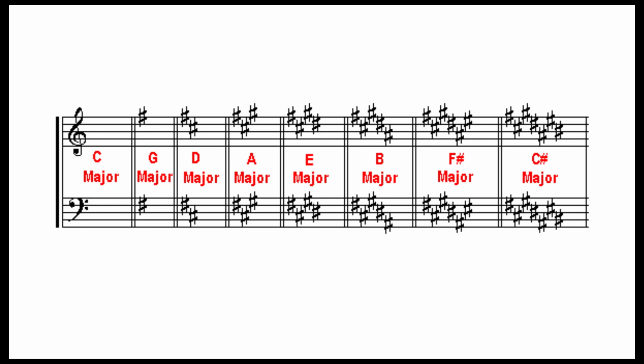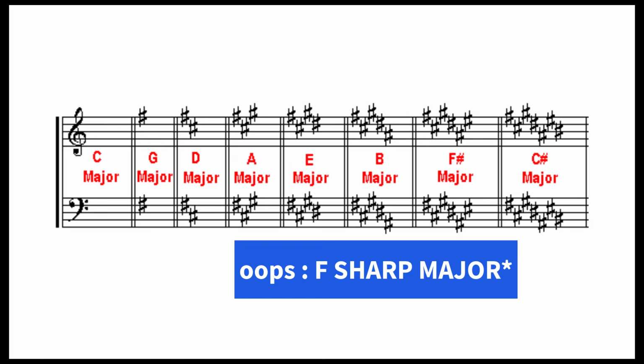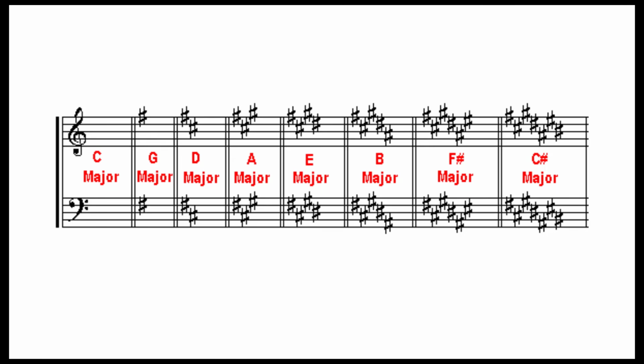Three sharps, A major. Four sharps mean that you're in the key of E major. Five sharps, B major. Six sharps, F sharp major. And if you see seven sharps, the song is in the key of C sharp major.